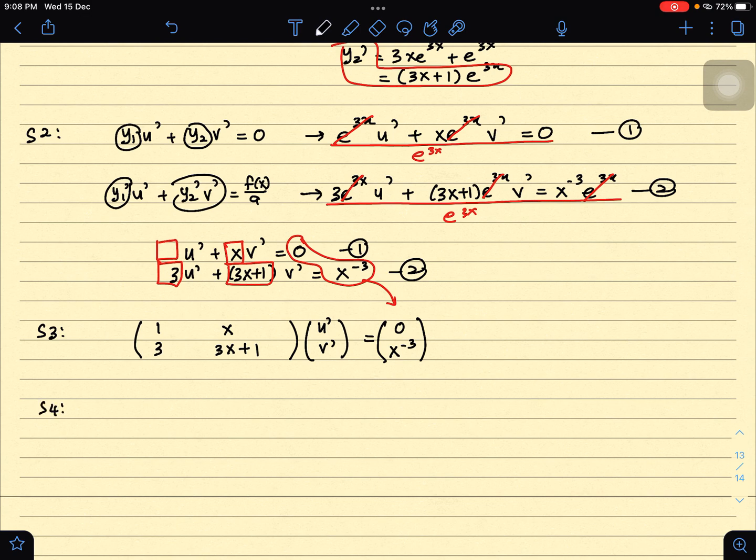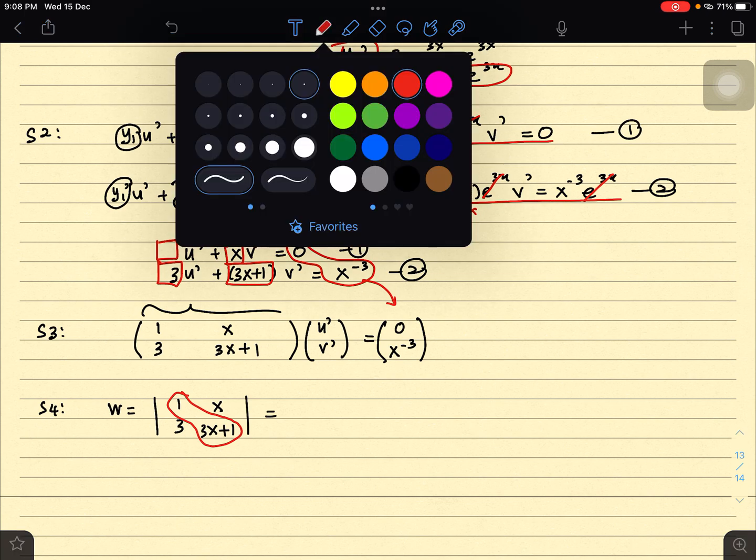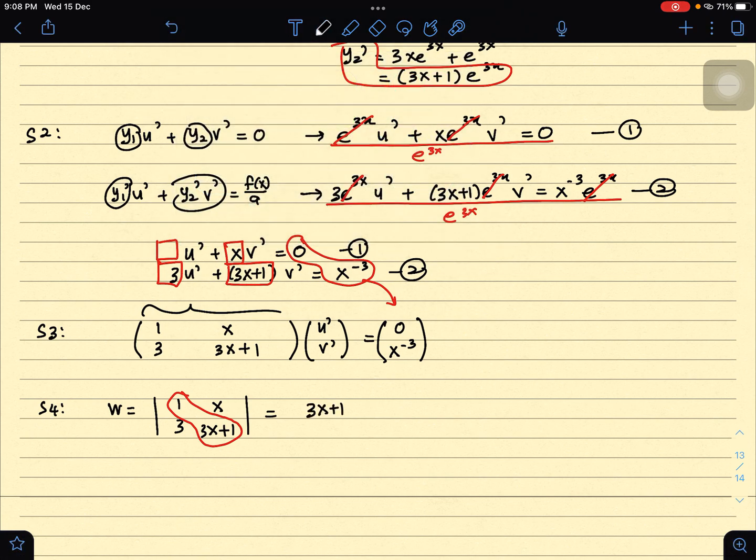Step number 4, you need to find what is the Wronskian value. Where to find the Wronskian value, you need to find the determinant of this matrix. So determinant of matrix 1, 3x plus 1. So macam mana nak cari determinant? Okay, darab. 1 darab dengan 3x plus 1. So awak akan dapat 3x plus 1 tolak 3 darab dengan x, 3x. So you have 3x plus 1 minus 3x. So you will have 1. So means that your Wronskian value is equal to 1. Ni kebetulan dah, semua Wronskian value senang. Okay, Wronskian value is equal to 1.